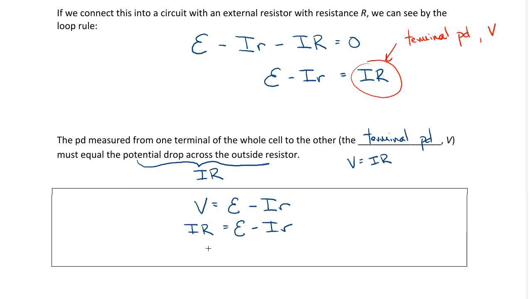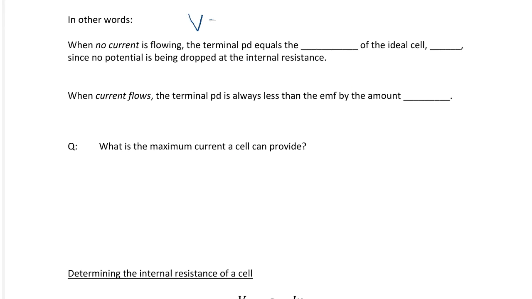Or moving everything to one side, you can get that the EMF is equal to the current times the sum of the two resistances that are in series, the external resistor and the internal resistance of the cell itself. So these are just different ways of saying the same thing. Let's think a little bit further now about the implications of this equation.